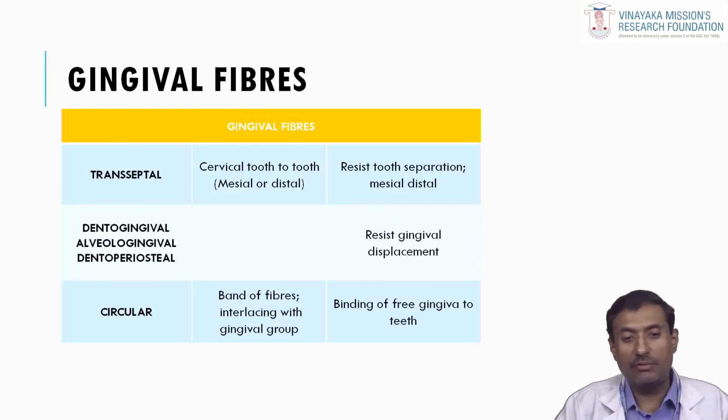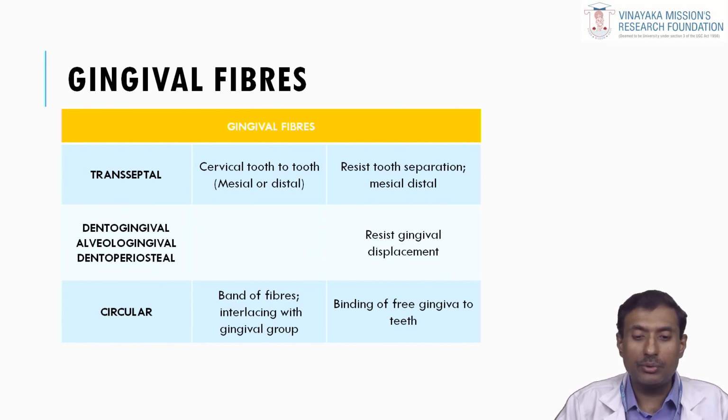Now moving on to the gingival fibers, there are mainly three sets of fibers which we must know. One is the transeptal, as I already told in the last slide. They are located in the cervical portion of the tooth and they attach from one tooth to another tooth in the cervical portion. They are basically needed to resist tooth separation. Then we have three groups of fibers which I'll explain in the next slide. They are mainly to resist gingival displacement. And the last group of fibers are circular fibers.